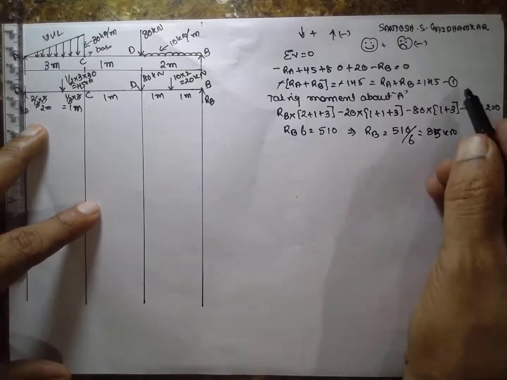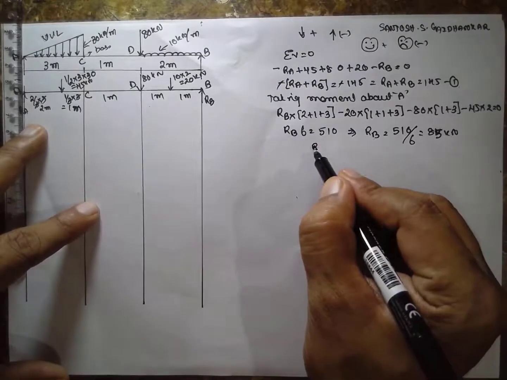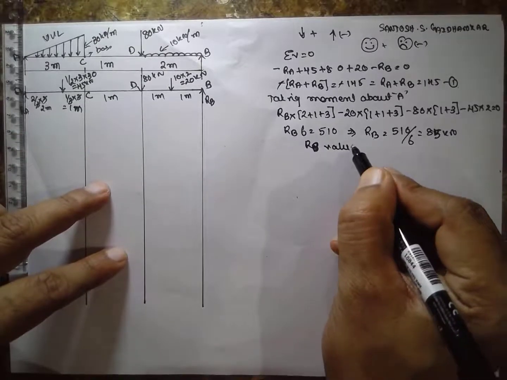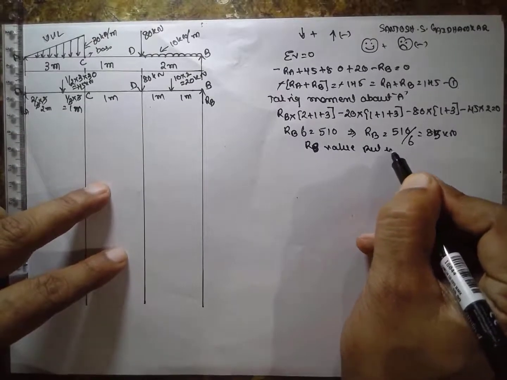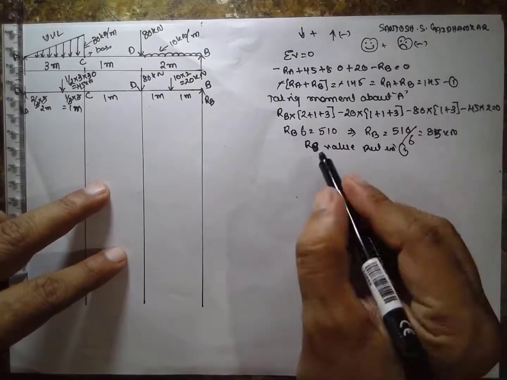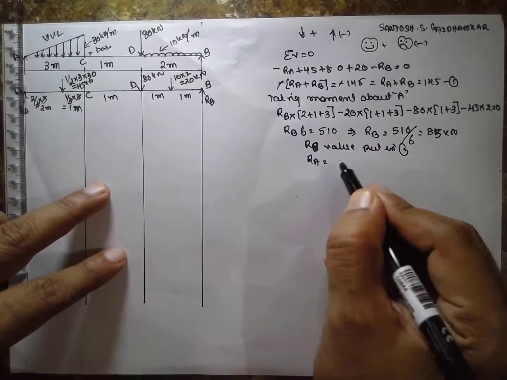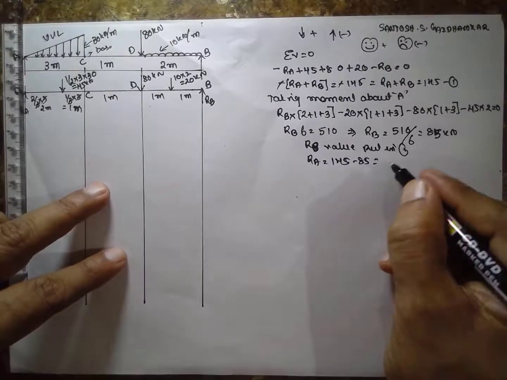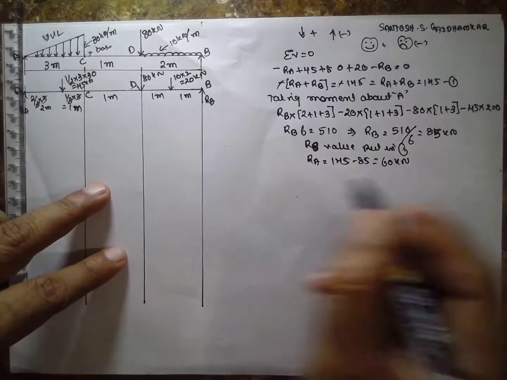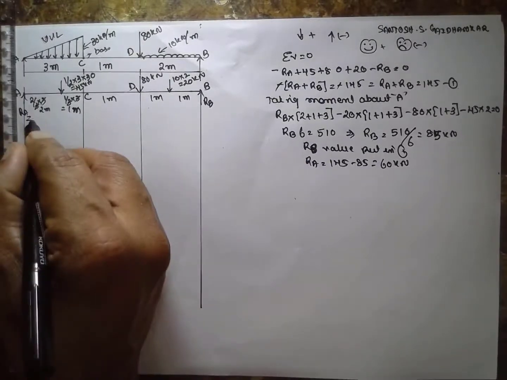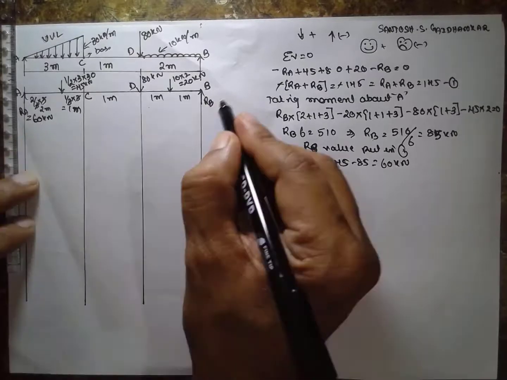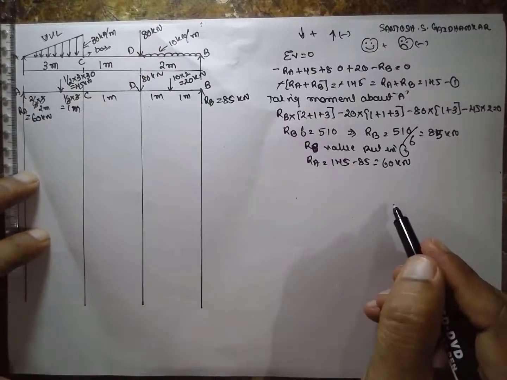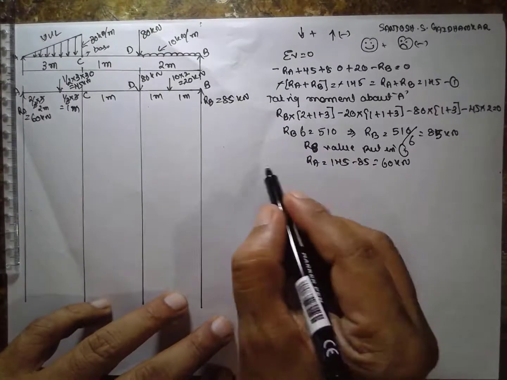We got RB, put here. RB value, substitute in equation 1. Therefore RA is equal to 145 minus 85. The answer is 60 kilonewton. We got RA, RA is 60 kilonewton, RB is 85 kilonewton. Now shear force.